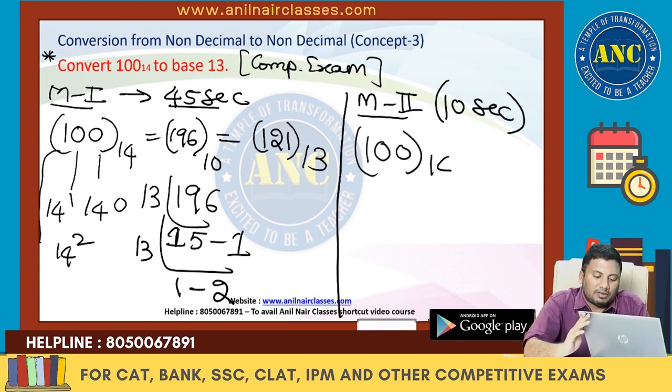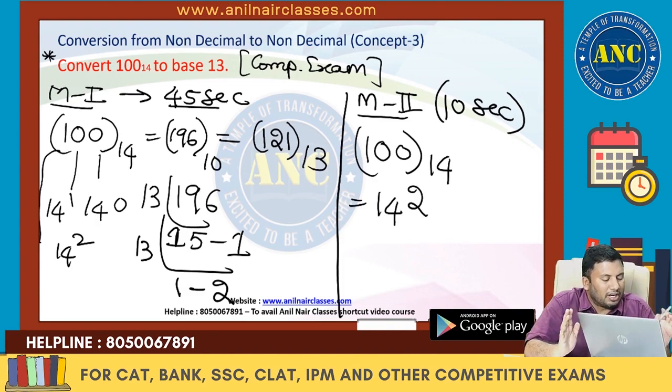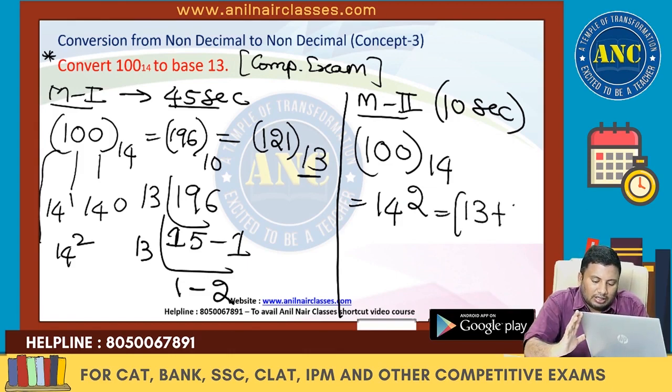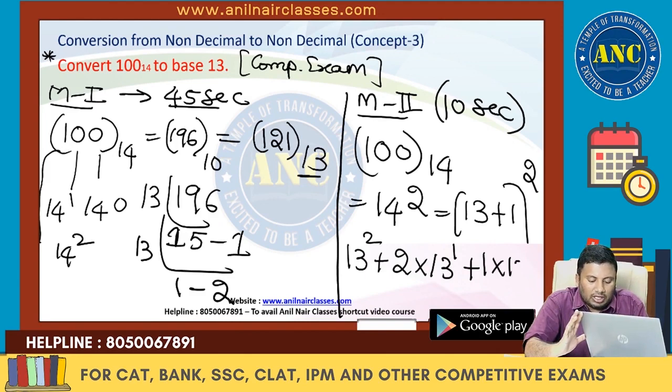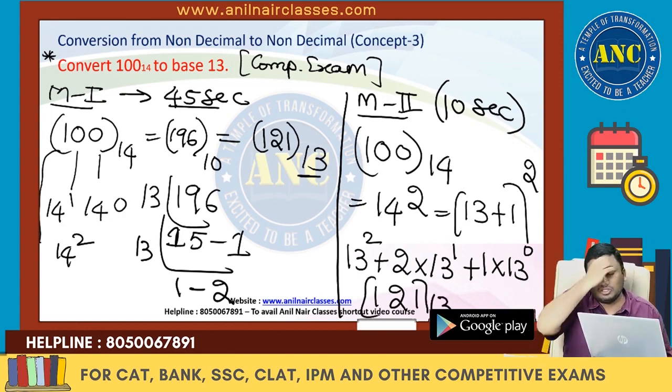100 in base system 14 is nothing but 14 square. Am I right? The remaining are all zeros: 14 power 1 into 0, 14 power 0 into 0. I want it in base system 13. So these are nothing but 13 plus 1 whole square. This is 13 square plus 2 into 13 power 1 plus 1 into 13 power 0. Isn't it nothing but 1 2 1 in base system 13? Just by looking at the question itself, I got the answer.